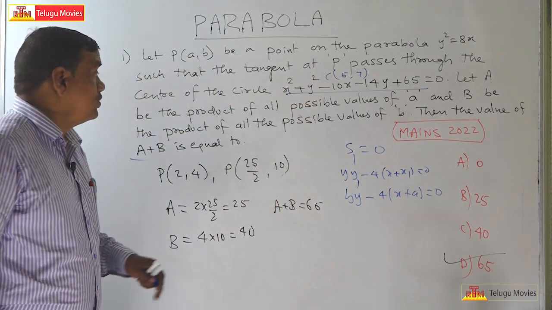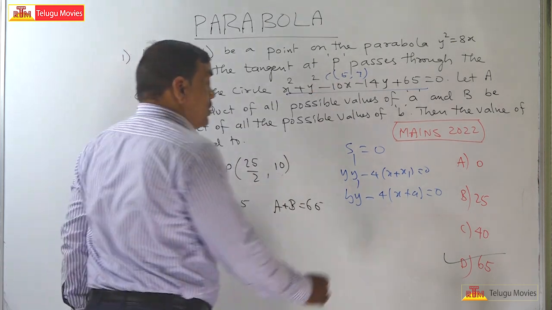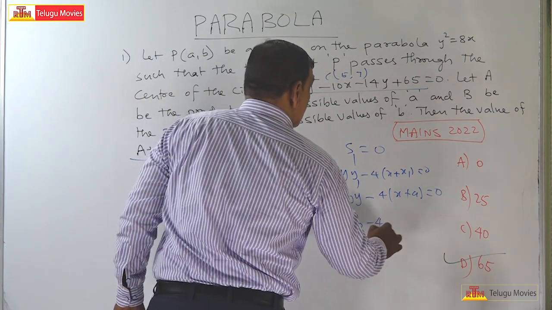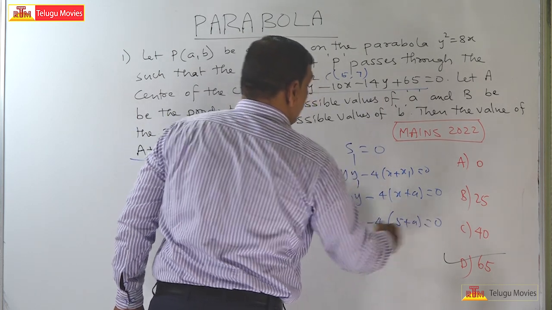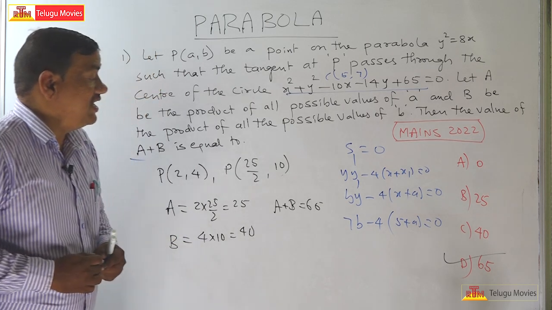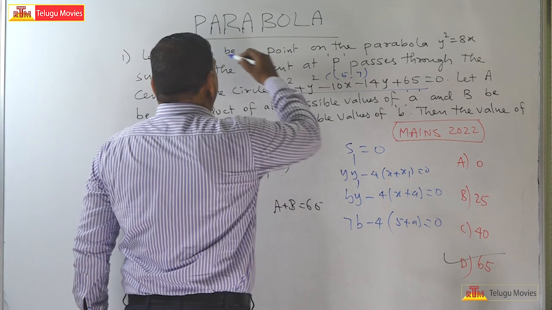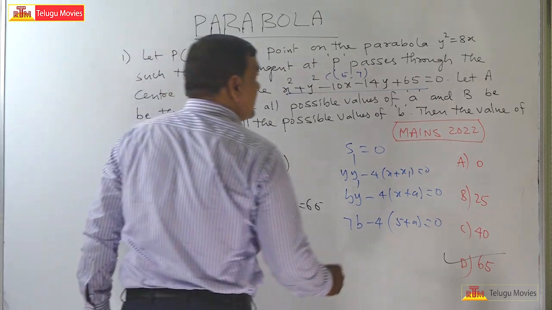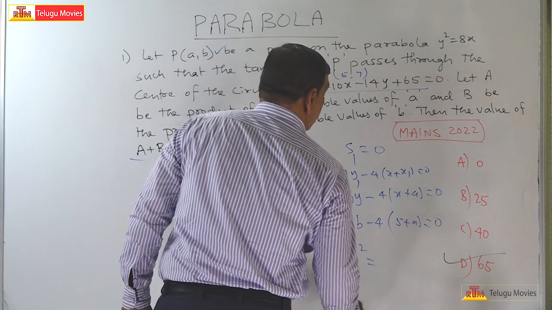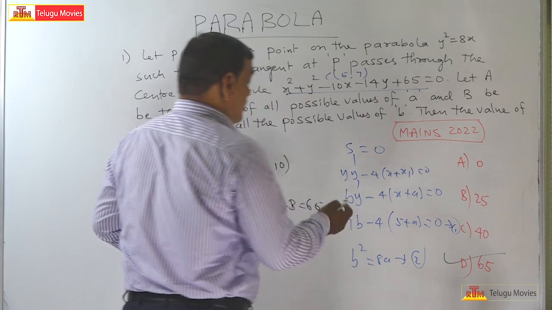This passes through the point with coordinates 5 comma 7. So 7b minus 4 into (x value is 5) plus a is equal to 0. You will get a linear equation in the variables a and b. Again the point a comma b lies on the parabola y square is equal to 8x. Therefore, b square is equal to 8a. Call it the second equation, and call the earlier one the first equation.